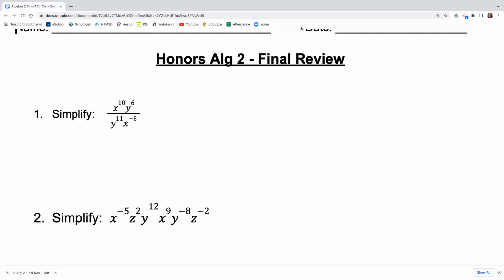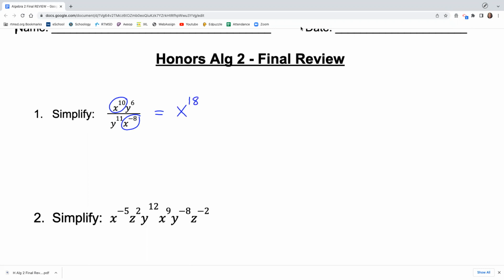All right, let's go over all of the questions for the review. First question says simplify. We are simplifying this expression by taking the parts that have the same base and subtracting their exponents. This will equal x to the 10 minus negative 8, which is going to be 10 plus 8, which is 18. So that turns into x to the 18th power.